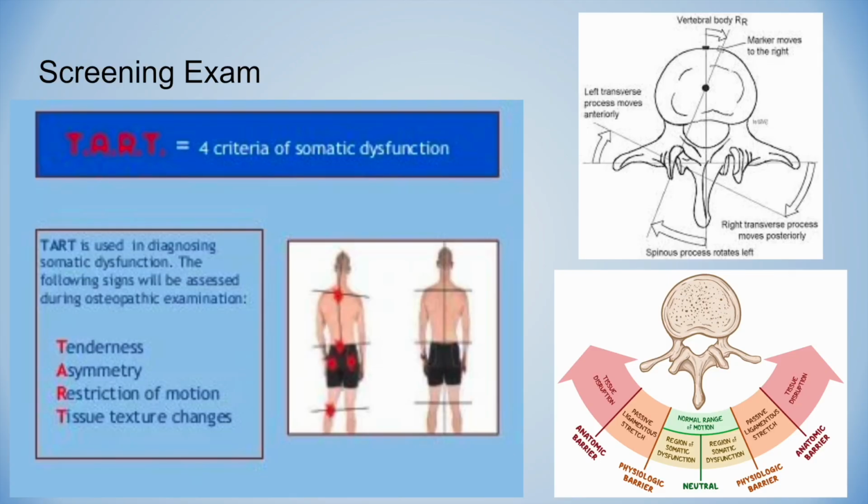And when we do our TART exam, we can press around to look for tender areas. We can look at how one side of the body compares to the other in alignment to look for asymmetries. We can look for restrictions in range of motion of different joints. And then the tissue texture changes, which you might feel, how the tissue feels a little bit different with your hands.